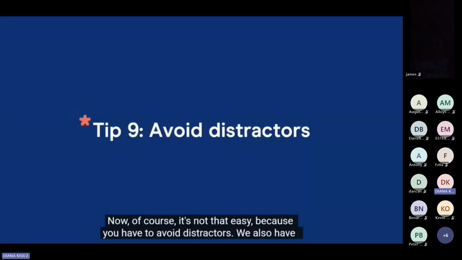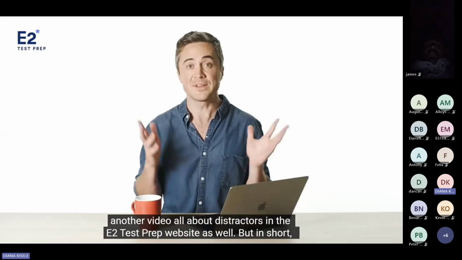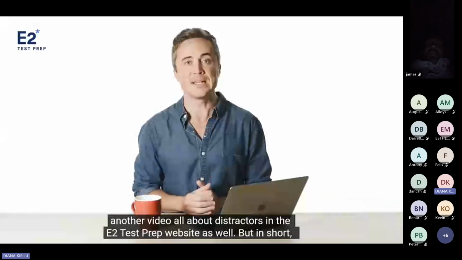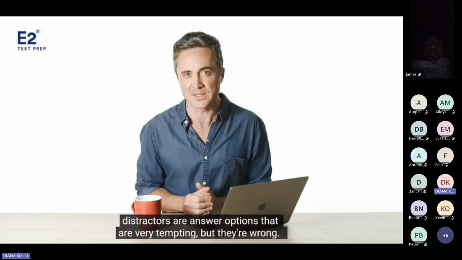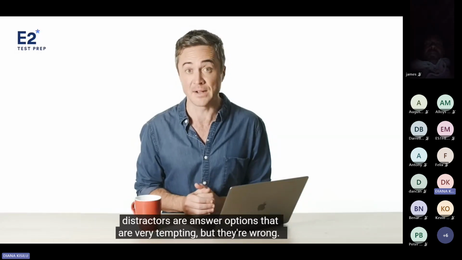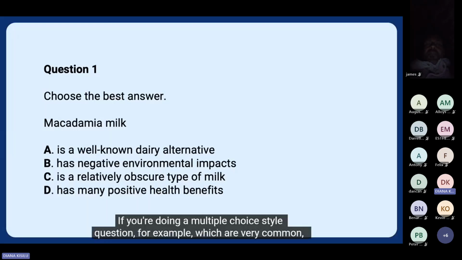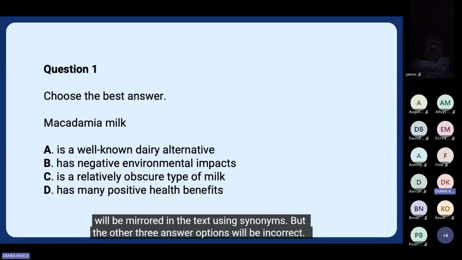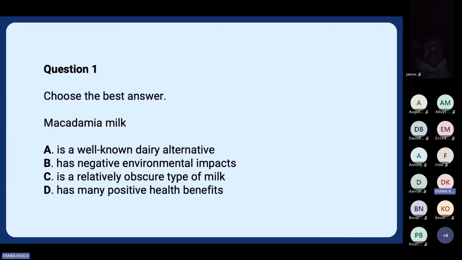Now, of course, it's not that easy because you have to avoid distractors. We also have another video all about distractors on the E2 Test Prep website as well, but in short, distractors are answer options that are very tempting, but they're wrong. If you're doing a multiple choice style question, for example, very common, you might get 4 answer options. One of the answer options will be correct. The language will be mirrored in the text using synonyms, but the other 3 answer options will be incorrect.